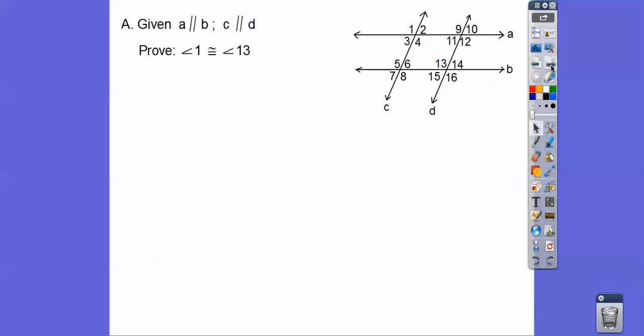All right, let's start with our first proof. Okay, so it says given A is parallel to B, line A. Here's line A, line B is parallel right there, and also line C is parallel to line D. Okay, given that, we're going to prove that angle 1, which is right here, is congruent to angle 13.